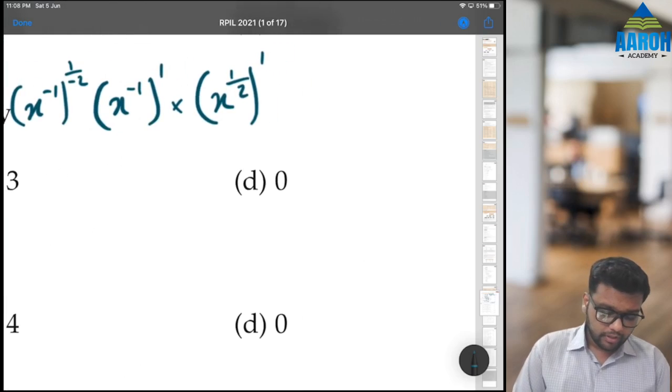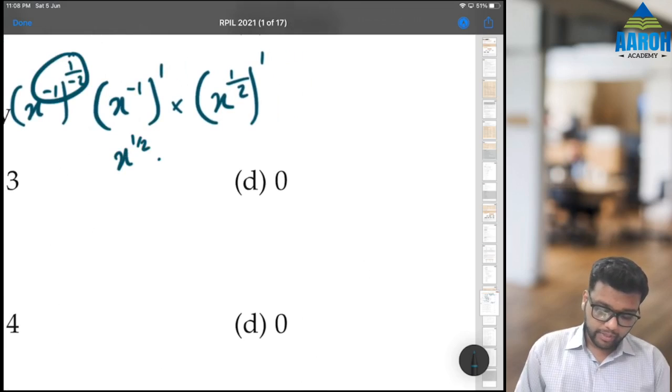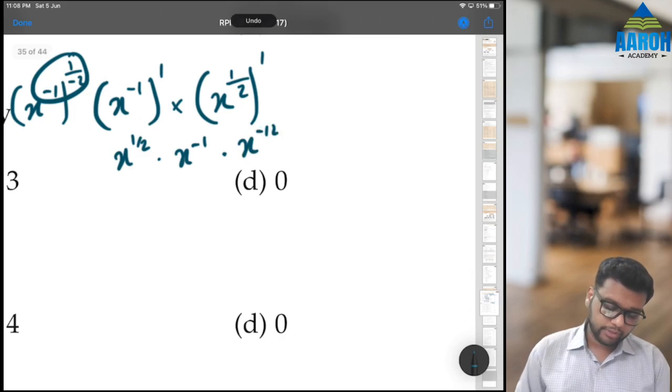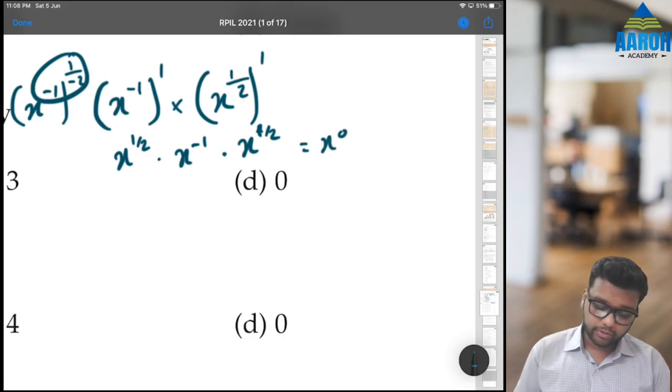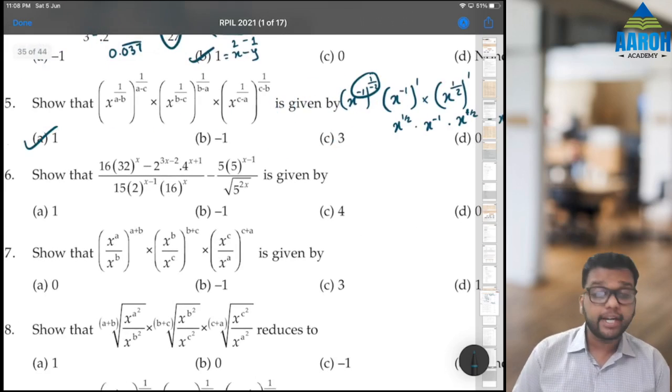So if you multiply this, this will become x raised to half. This will become x raised to minus 1. This will become x raised to half. Sorry, positive half, right? So if we add the powers, half plus half minus 1 is 0. So x raised to 0, anything raised to 0 is 1. So 1 will be the correct answer.